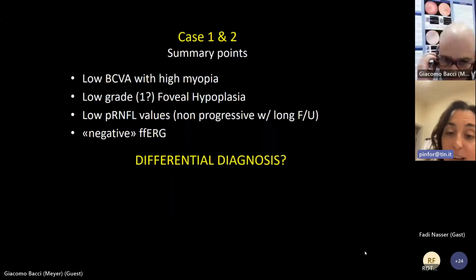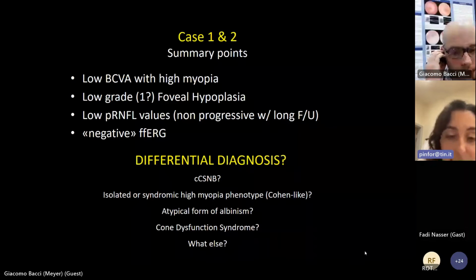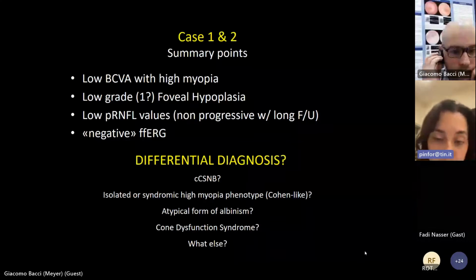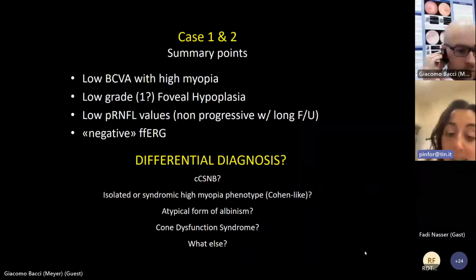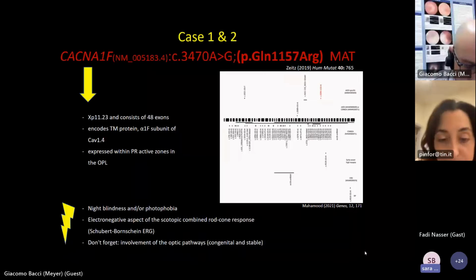What are the differential diagnoses? They have achromatopsia, or an isolated syndromic high myopia phenotype, or a typical form of albinism, or cone dysfunction syndrome. What else?